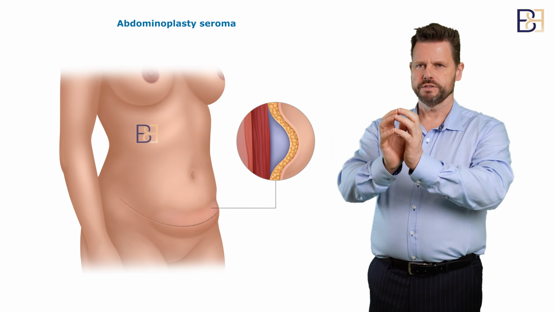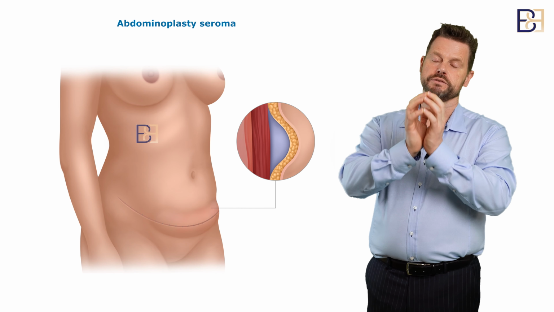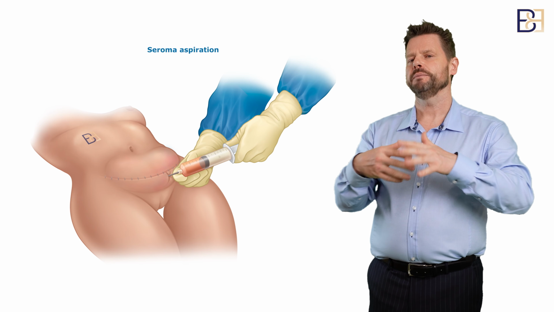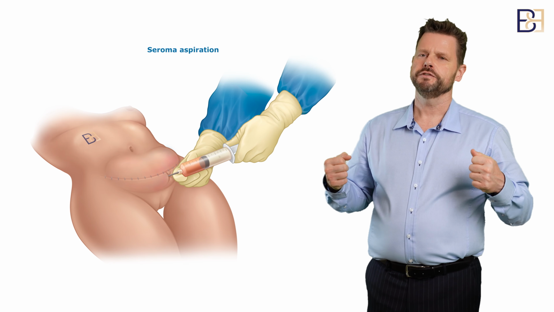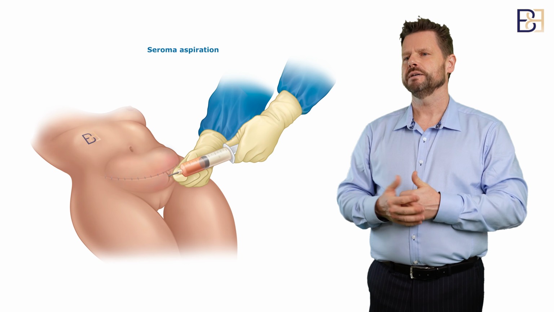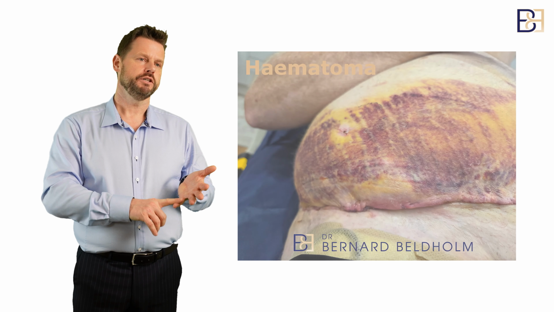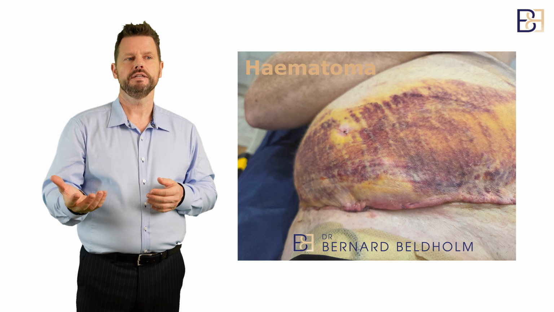So once you cut the tissues, you have a space. The body wants to fill spaces with fluid, so you can get a fluid collection or a seroma happening. And if that happens, we have to put a needle in, pull the fluid out, usually a couple times in the office, and then that settles. As with any operation, you can get bleeding. Bleeding hematomas, so mainly go back to operating theater.